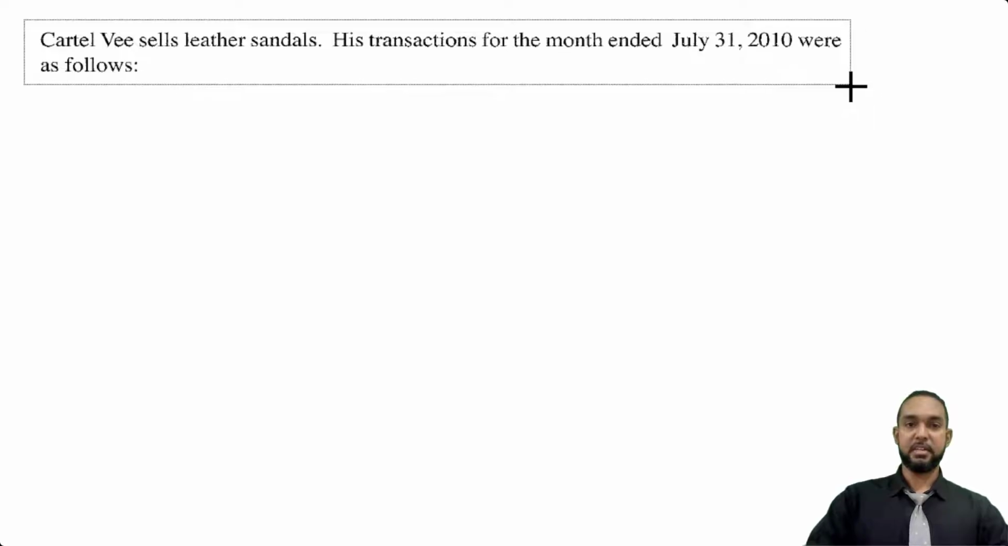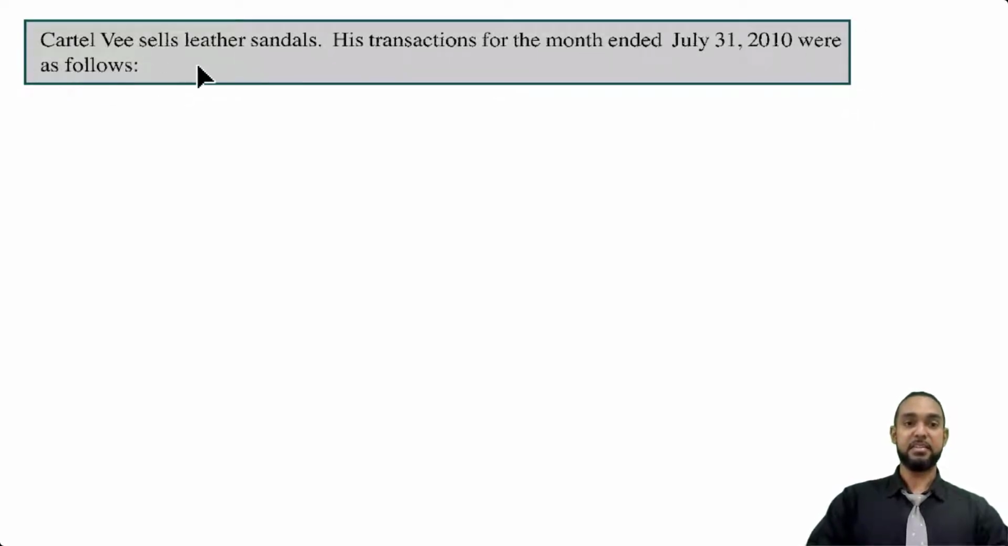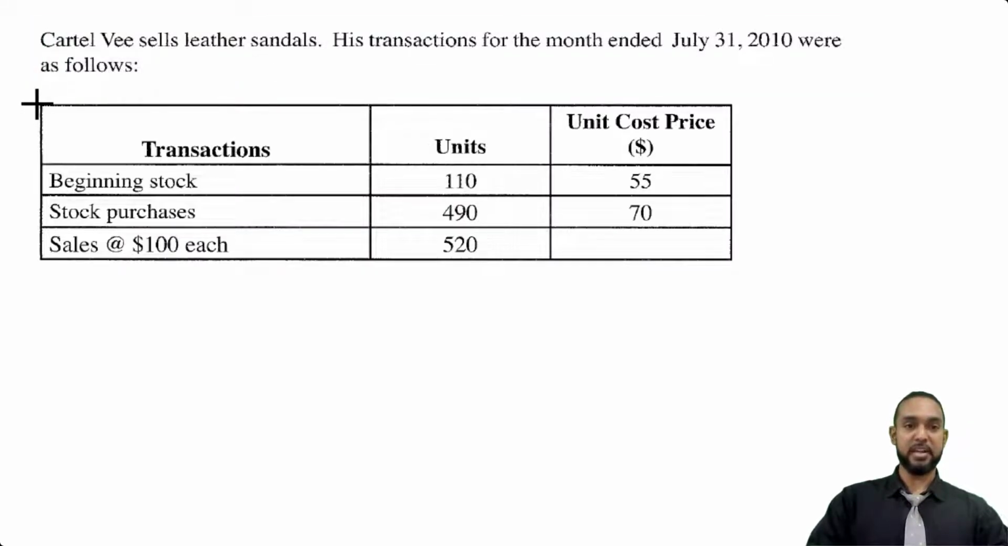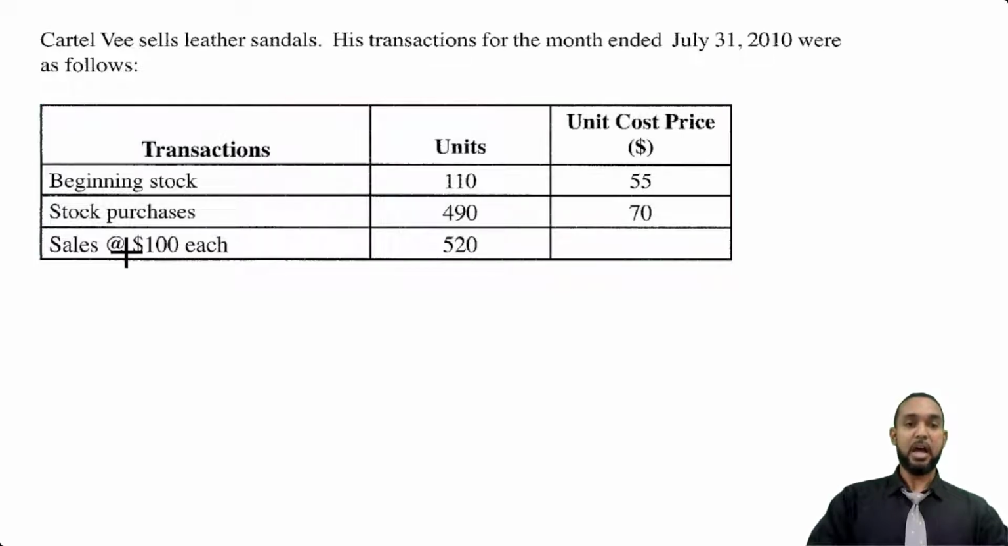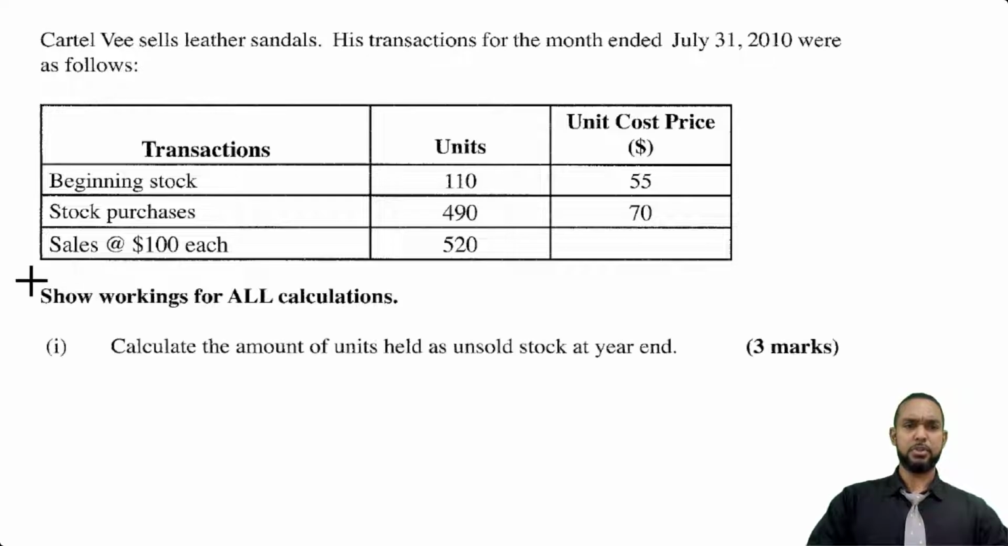Okay, so part A starts off by telling us that Cartel V sells leather sandals. His transactions for the month ended July 31st, 2010 were as follows. Okay, so we have a nice little table here showing us some information. Transactions: beginning stock, 110 units at $55 per unit. Then we have stock purchases, 490 units at $70 per unit. And we sold 520 units at $100 each. Okay, now it says show workings for all calculations, no problem.